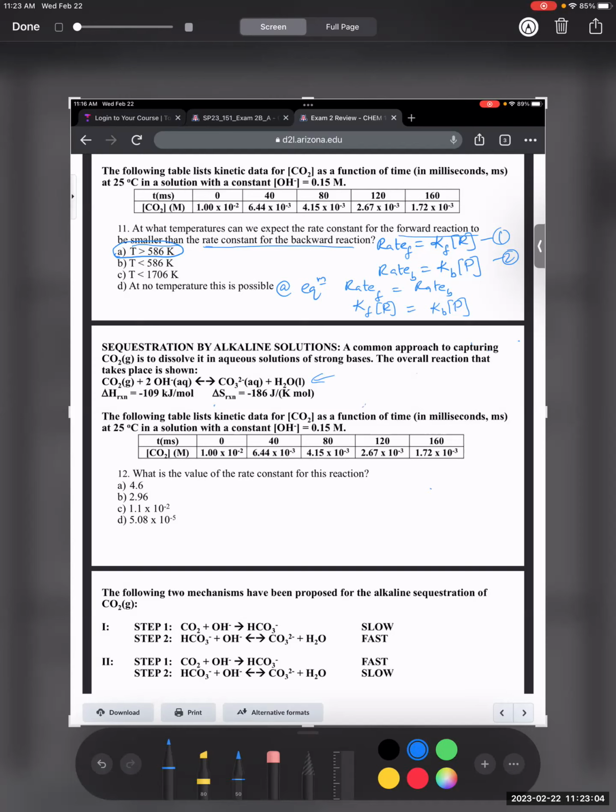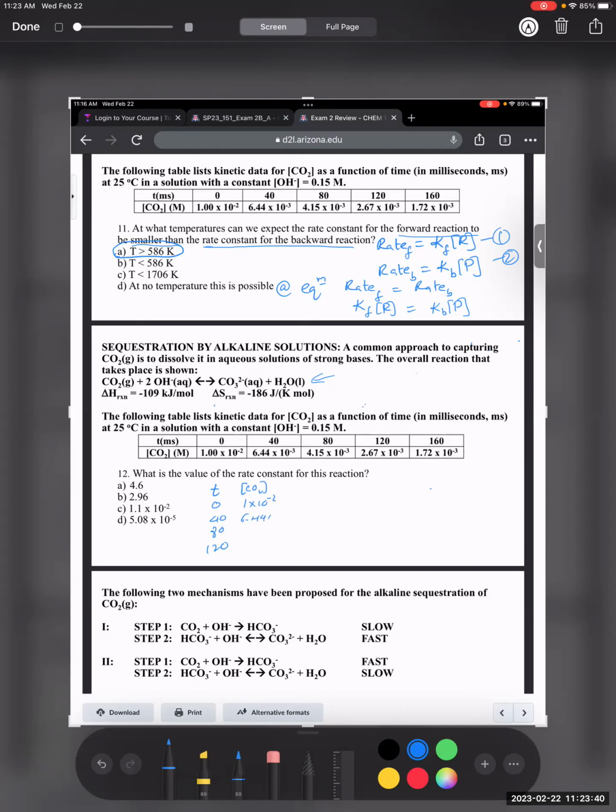Anyway, the idea is if you're given the time and concentration data, do this. Always plot these. In your calculator, we're going to have a table with 4 lists. Your list 1 would be time: 0, 40, 80, 120. If you want, have 160 as well. And then your list 2 should be concentration, in this case CO2. Have that handy.